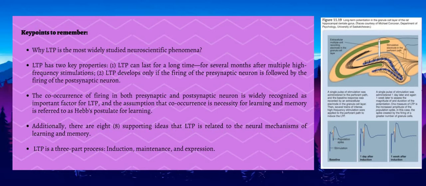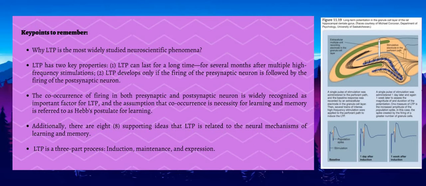And also for Hebb, he suggested that we learn because of the occurrence of firings in the pre- and post-synaptic neurons. So, the firing of the two neurons is really important for learning and memory. Additionally, there are some observations relating LTP to neural mechanisms of learning and memory. There are actually 8, but among these, 4 observations are actually enough to explain the relation of the two.